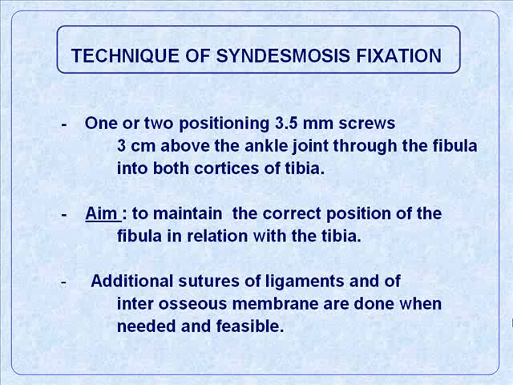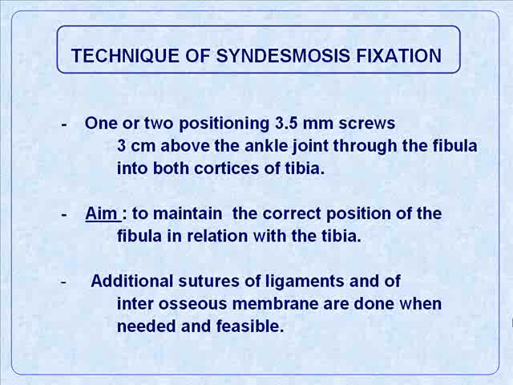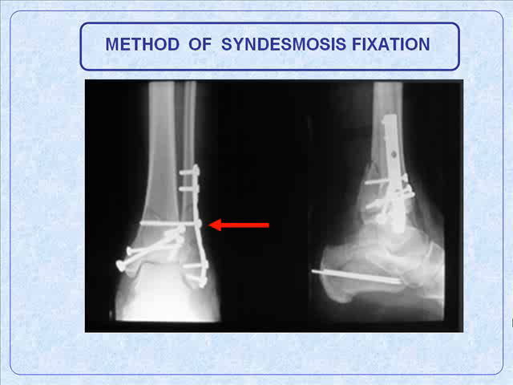Our technique of syndesmosis fixation is to use one or two positioning 3.5 millimeter screws, 3 centimeters above the ankle joint, through the fibula into both cortices of the tibia. Our aim is to maintain the correct position of the fibula in relation with the tibia. Additional sutures of ligaments, when possible, and of the interosseous membrane are done when needed and feasible, which is not always the case. This is our method of syndesmosis fixation.